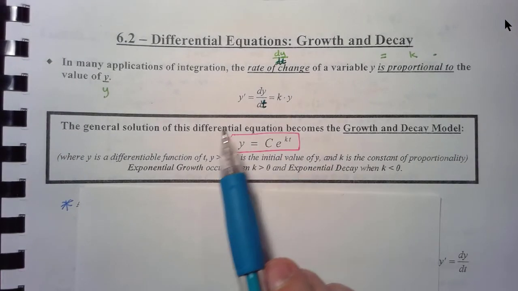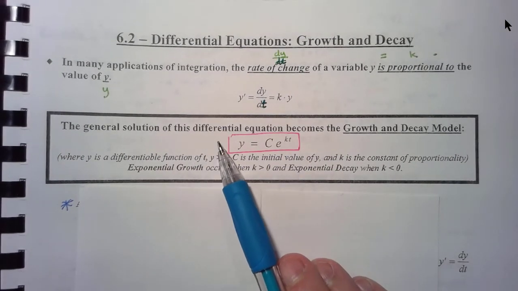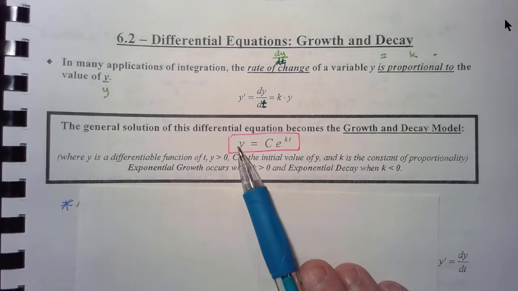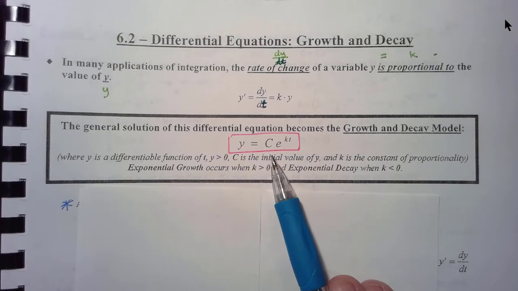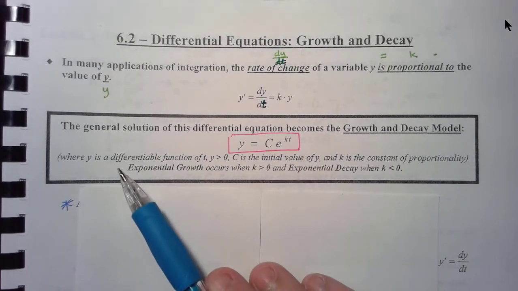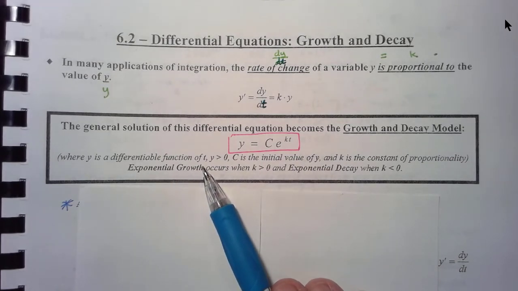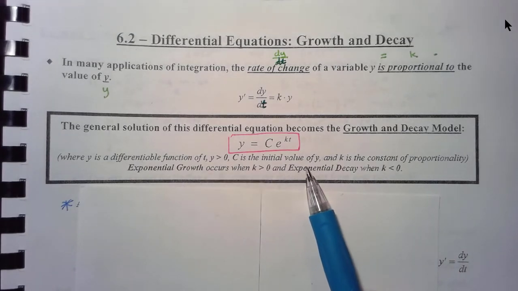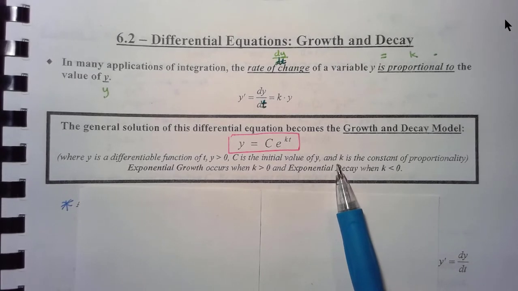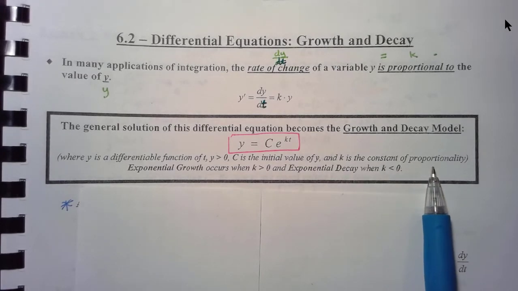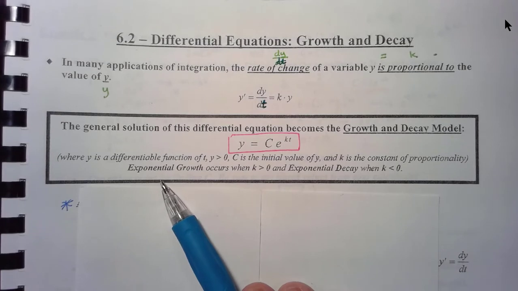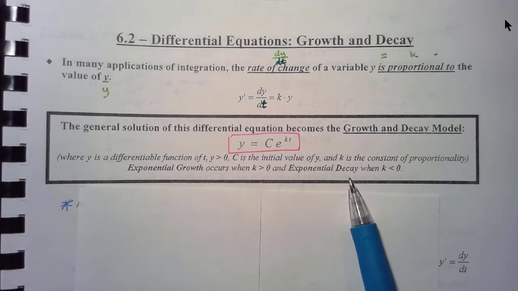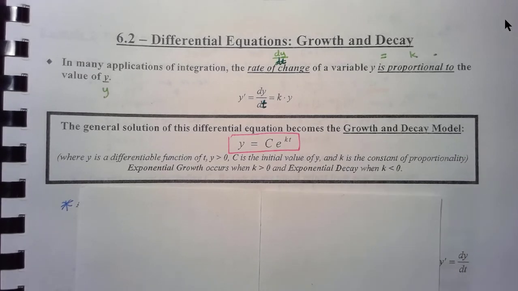And when this is your setup, you have a general solution, which is a growth or decay model, and it becomes y equals ce to the kt, where y is a differentiable function of t, y is positive, c is the initial value of y, and k is the constant of proportionality. So exponential growth will occur when k is positive, and exponential decay will occur when k is negative.